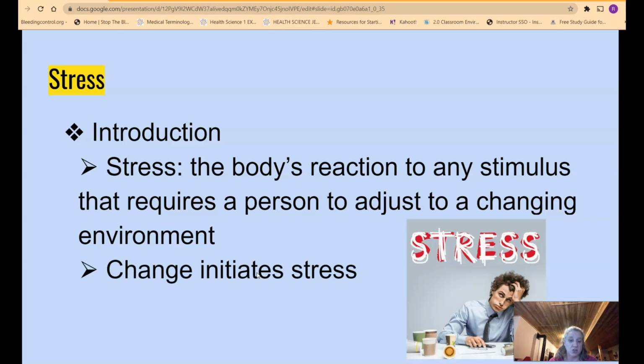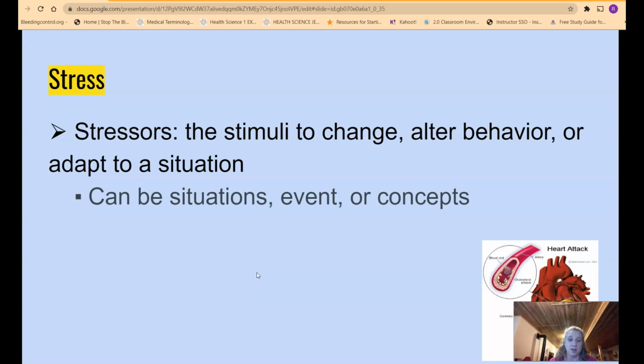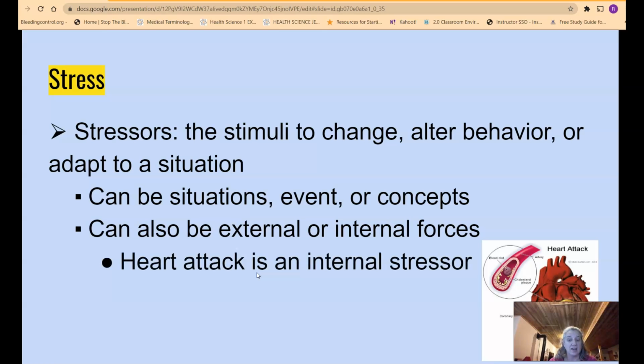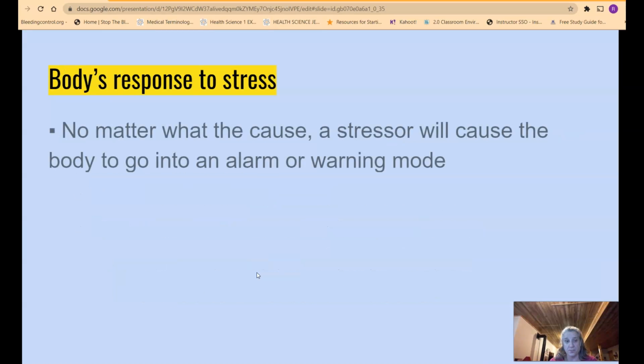Change initiates stress. Stressors are the stimuli to change. They alter behavior or adapt to a situation. It can be situations, events, or concepts. Stressors can also be external or internal forces. A heart attack is an internal stressor. A new job is an external stressor.